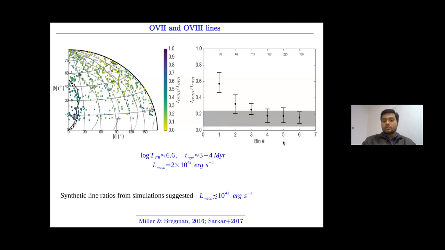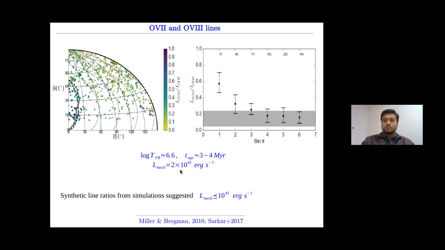In this right plot, what you see are different beams, which are basically these elliptical beams coming out from the galactic center. In the first bin, which encloses the Fermi bubble, the ratio is quite high, and as soon as you go outside the Fermi bubble bin, the ratio goes down and becomes consistent with the galactic CGM of 2 million Kelvin temperature. From this, they estimated that the Fermi bubble temperature must be about 10 to the 6.6 Kelvin.